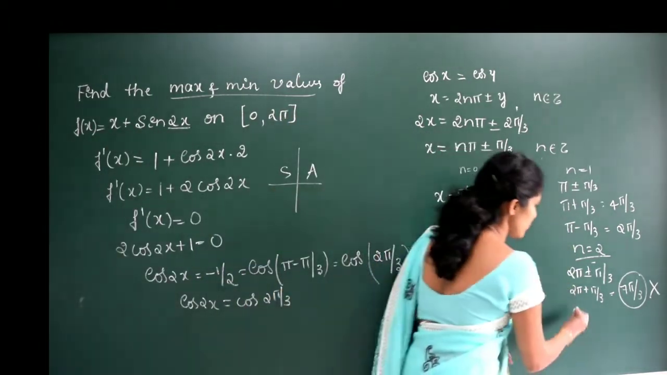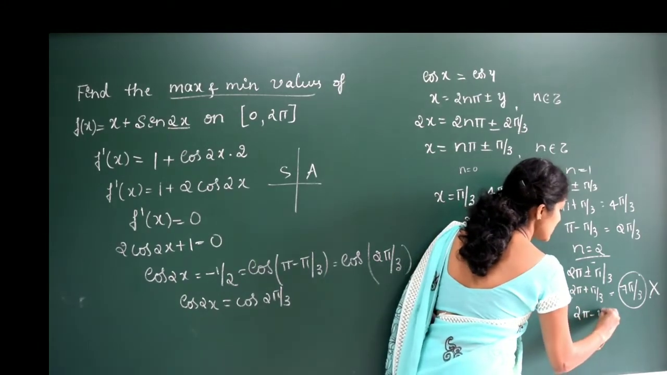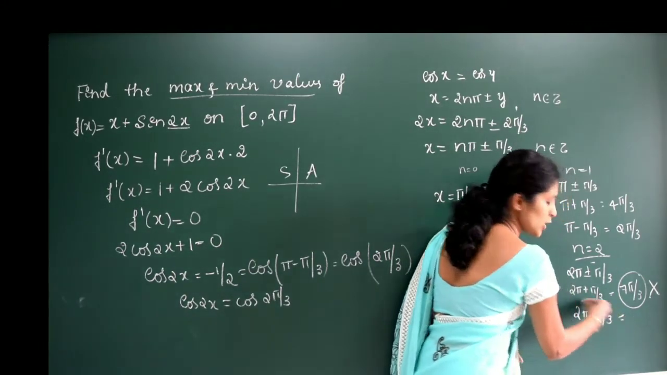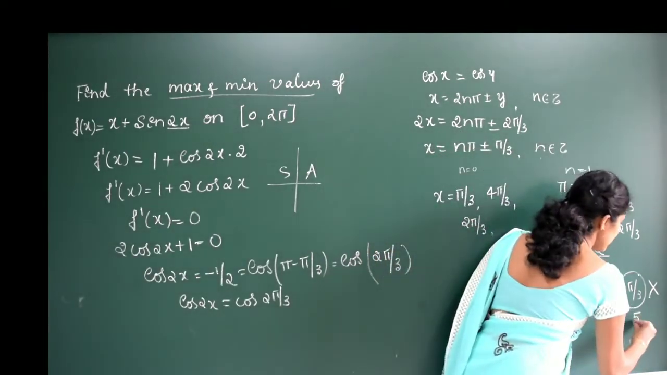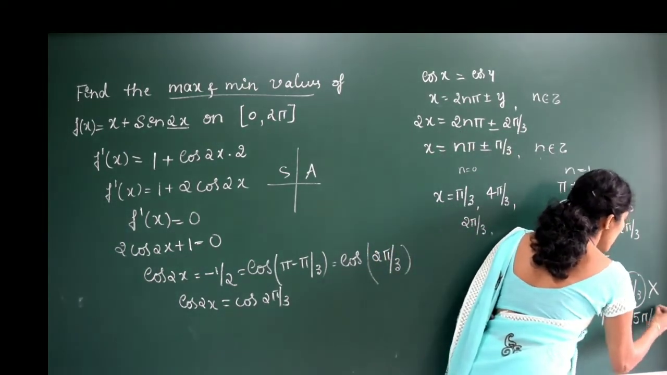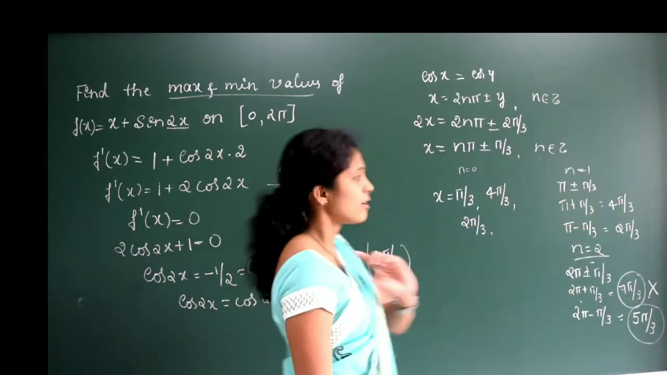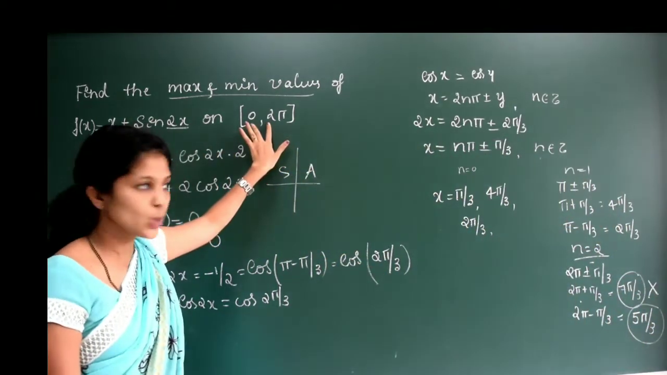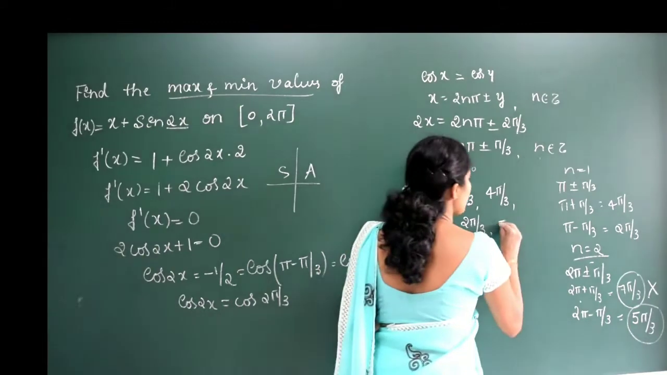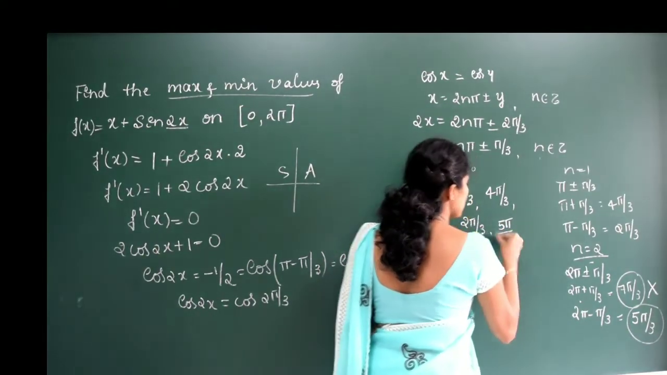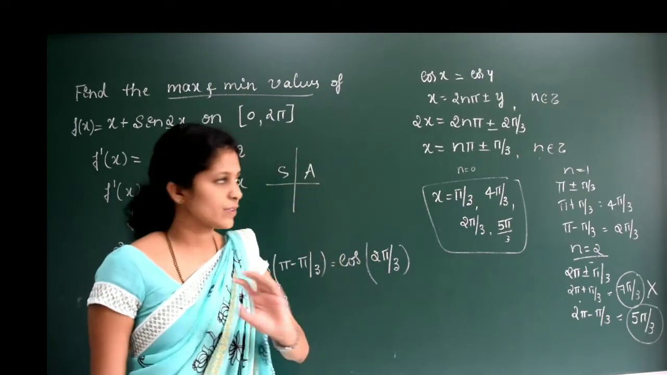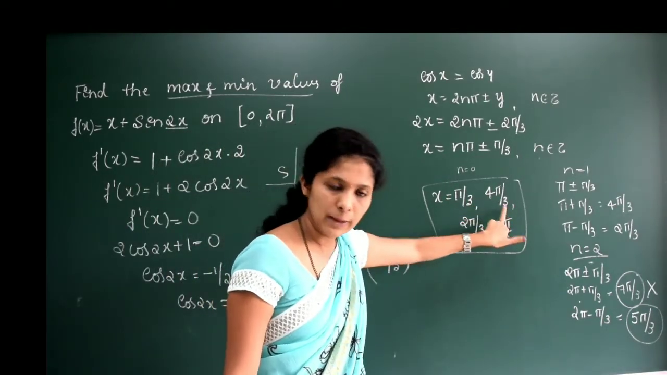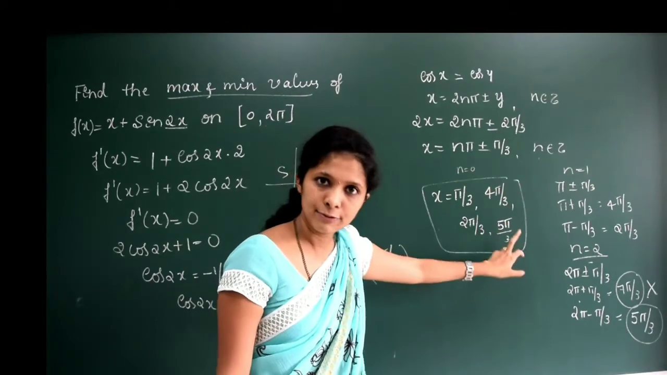If I consider the negative one, that is 2 pi minus pi by 3, this is also 3 into 2, which is 6 pi. 6 pi minus pi will be 5 pi by 3. So 5 pi by 3 also belongs to, is it clear? 5 pi by 3 is also between 0 and 2 pi. So another value is 5 pi by 3. Now these are the 4 critical points. Is it clear? So 4 critical points we got: pi by 3, 4 pi by 3, 2 pi by 3 and 5 pi by 3.